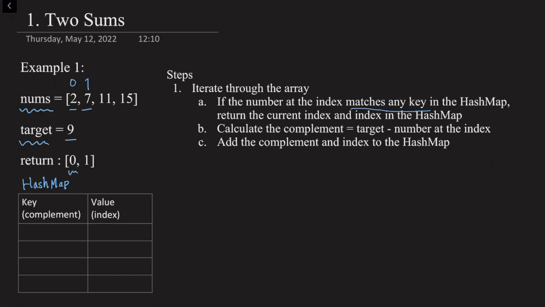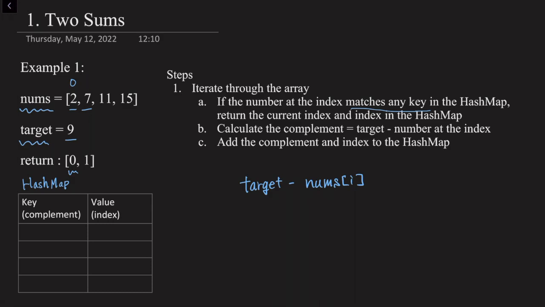Either after that, or if there isn't any number that matches in the hash map, then we're going to calculate the complement next. So the complement is going to be the target minus the number at the index. So in Java, it's going to be something like target minus nums at i. And after we do that, we can add the complement and the index to the hash map. We can continue through the iteration. So let's actually do this using the first example.